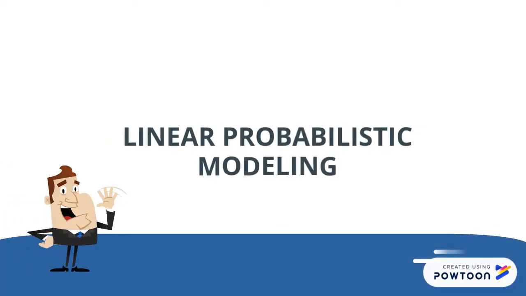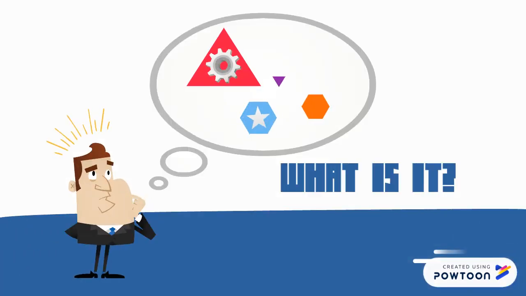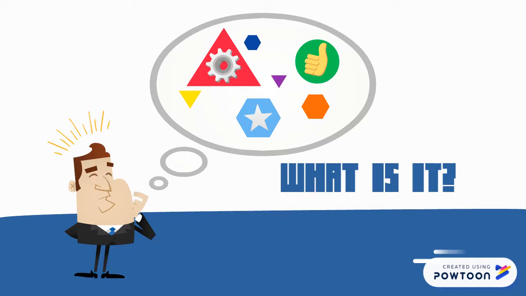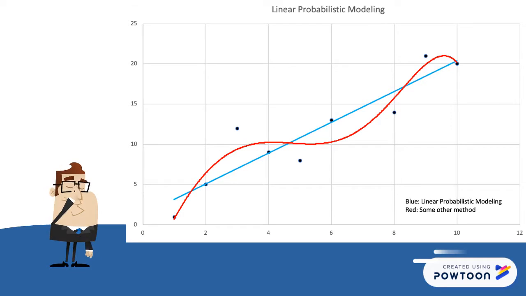Linear probabilistic modeling. Now, some of you may ask, what is it? It's quite what it sounds like, a hard phrase to say and a hard thing to comprehend upon first reading. However, it's quite basic to understand. It's just a basic probability model that uses a regression line or line of best fit to predict outcomes based off of what you're comparing.